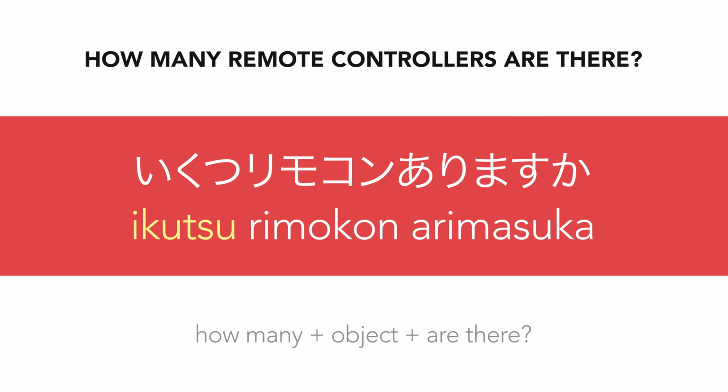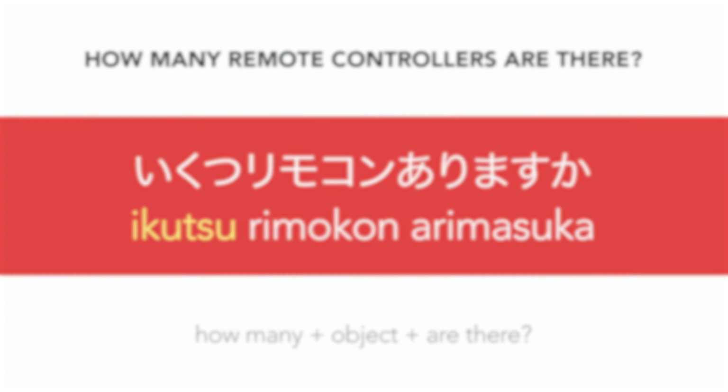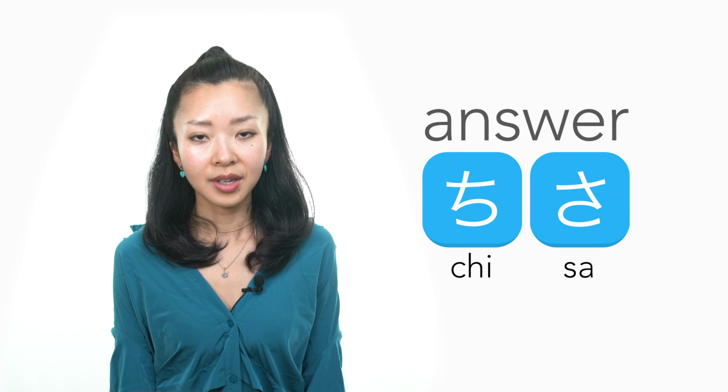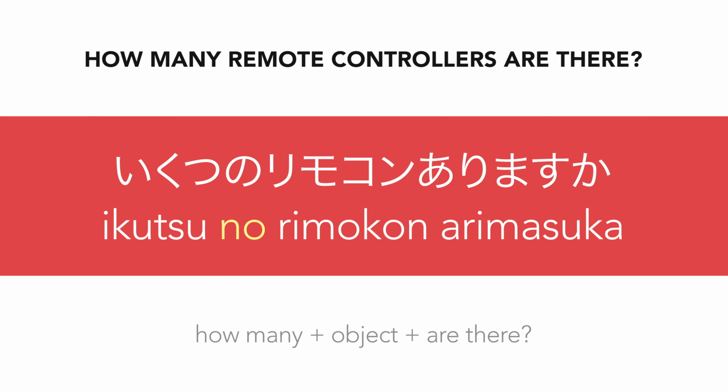For example, いくつリモコンありますか? Meaning, how many remote controllers are there? No particle can be there just right after ikutsu, which is how many, but I think generally it's omitted.